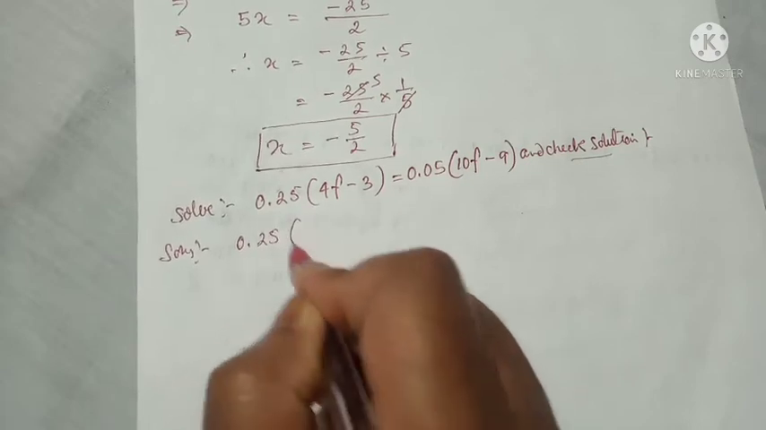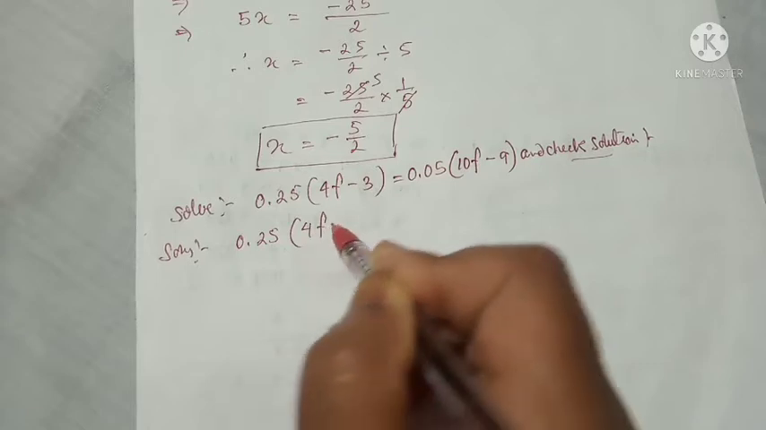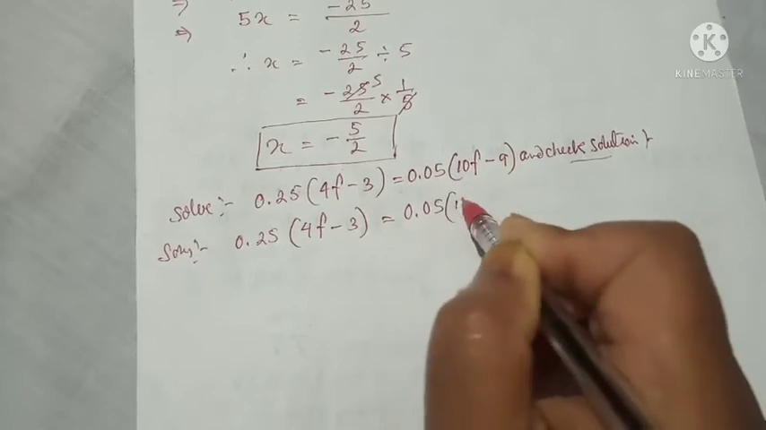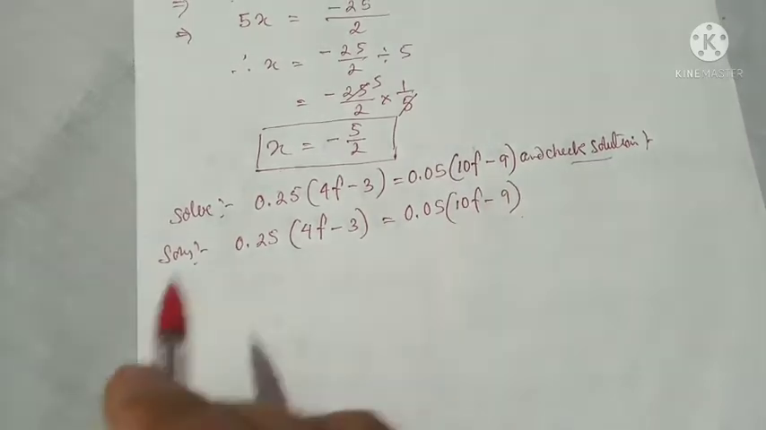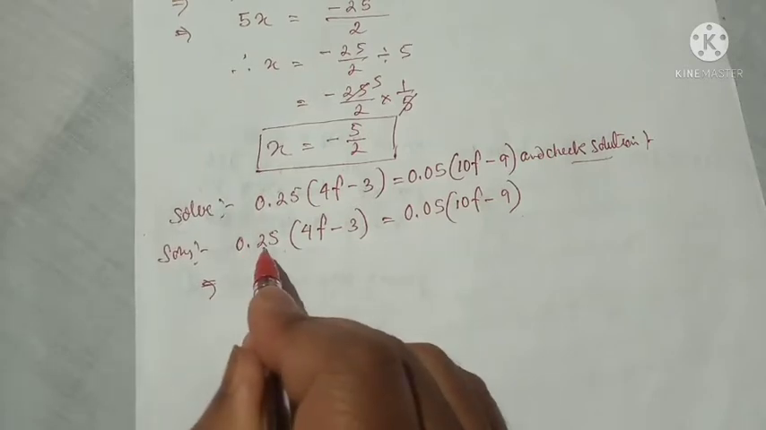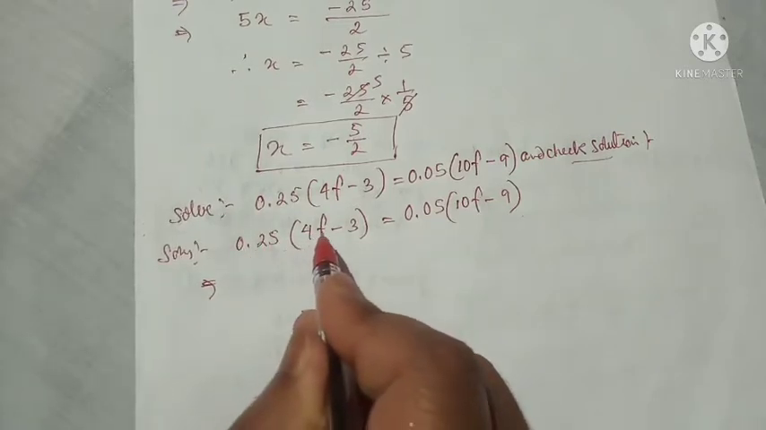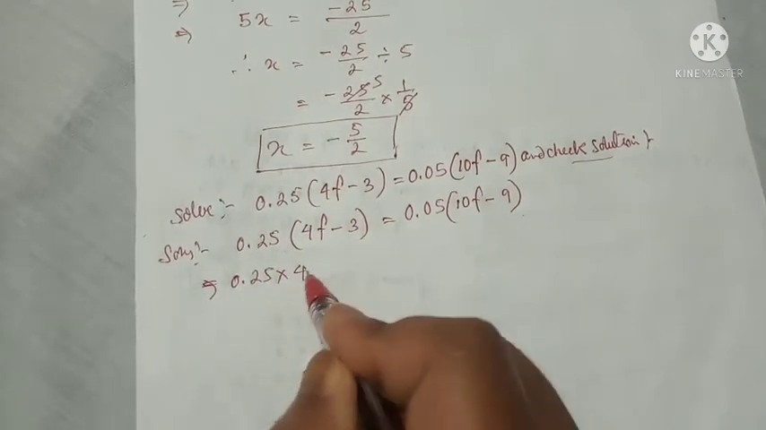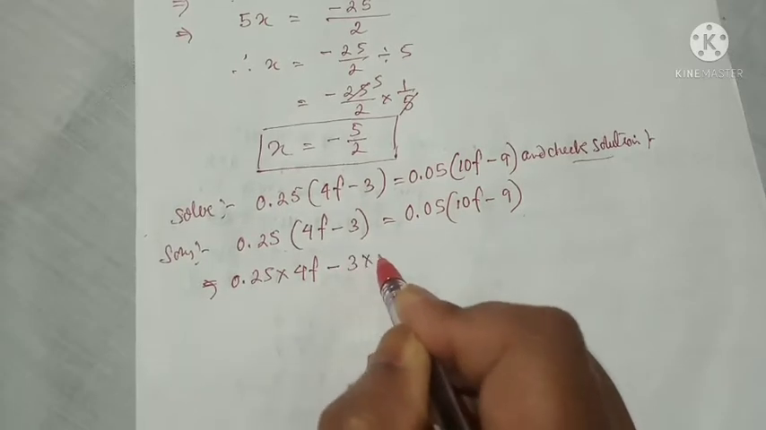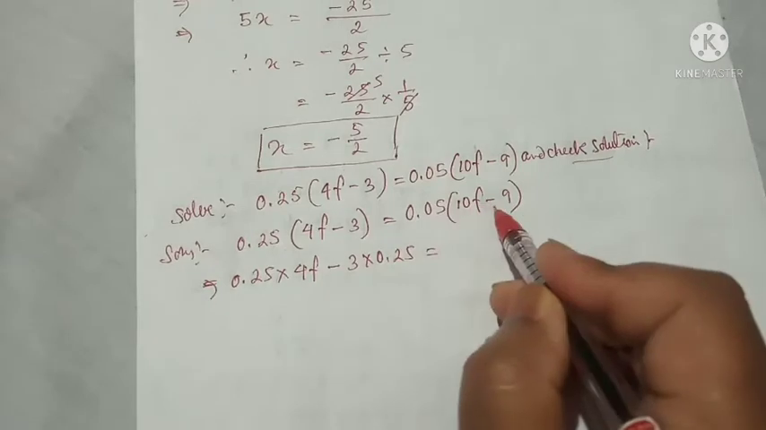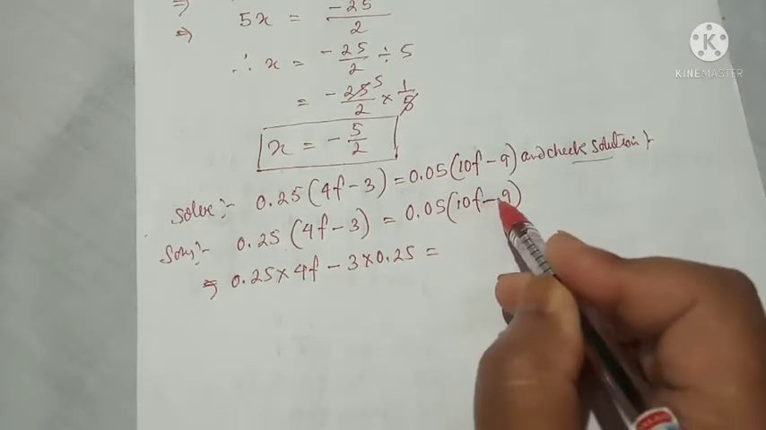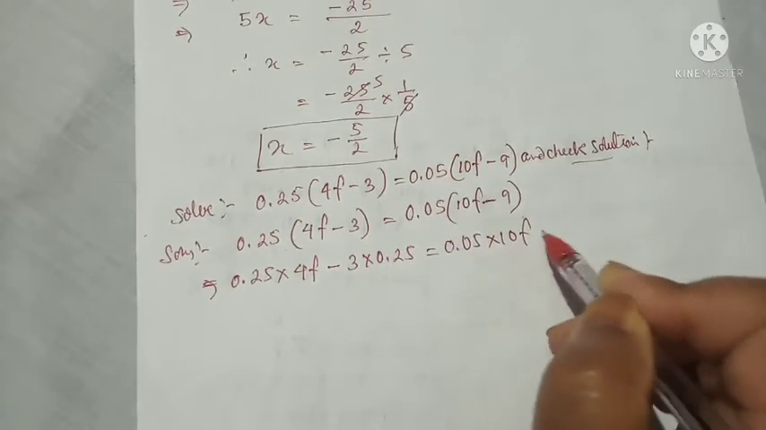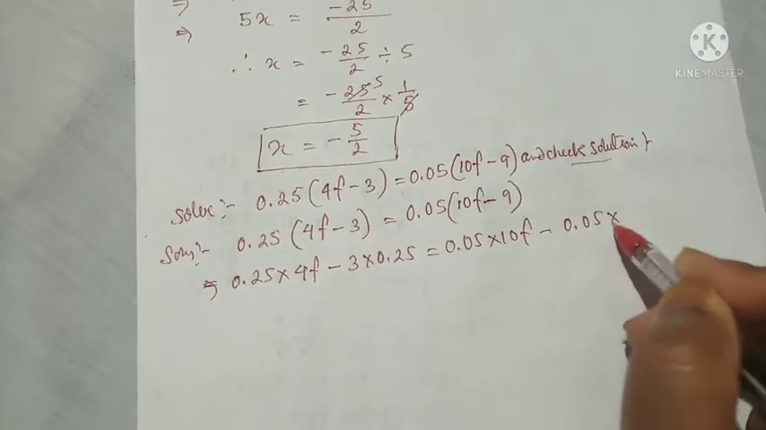0.25 bracket 4f minus 3 bracket close equals 0.05 bracket 10f minus 9 bracket close. So here you have to multiply 0.25 into 4f, and 0.25 into minus 3. You have to multiply both inside the bracket. So 0.05 into 10f minus 0.05 into 9.